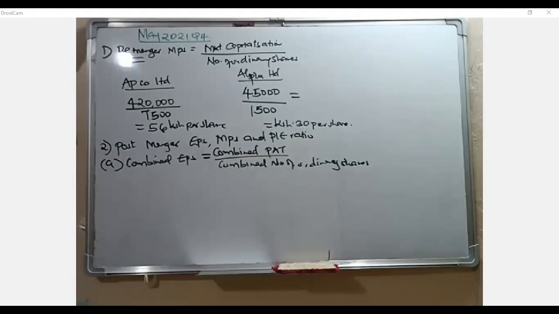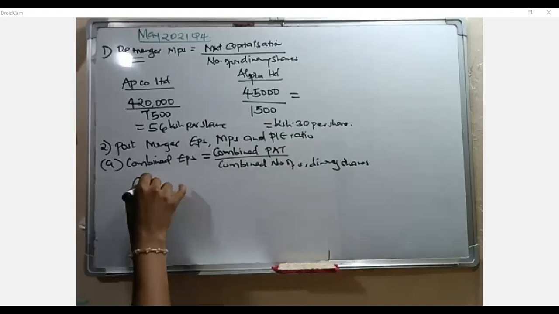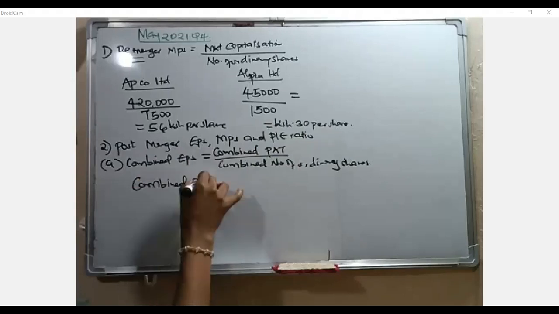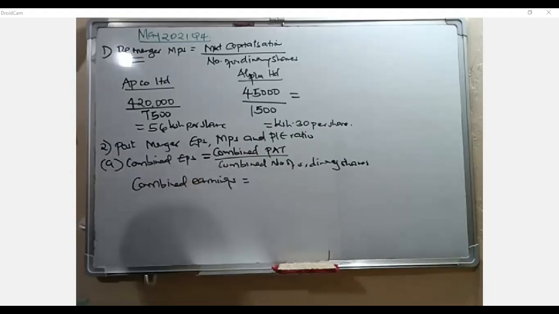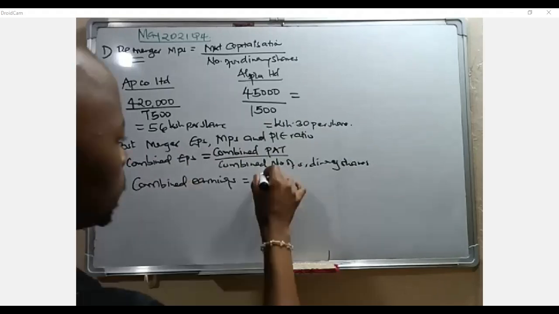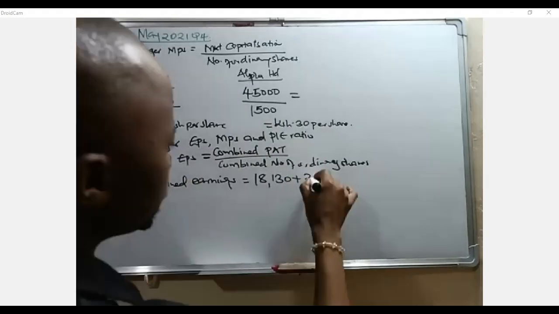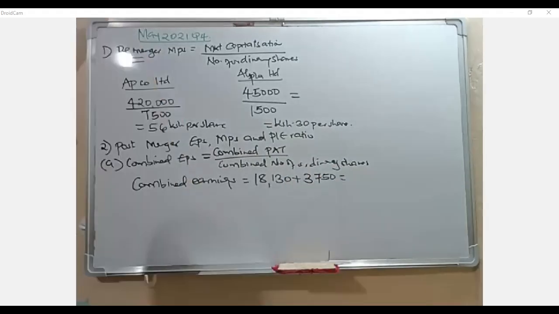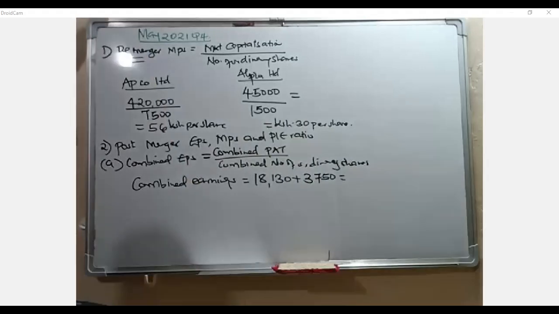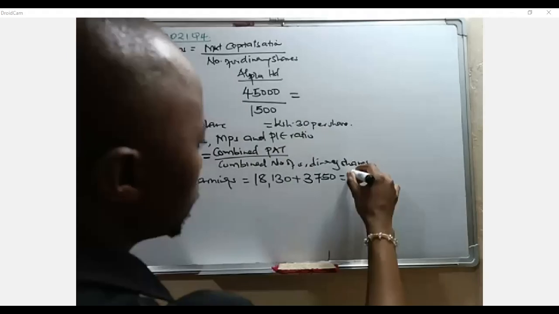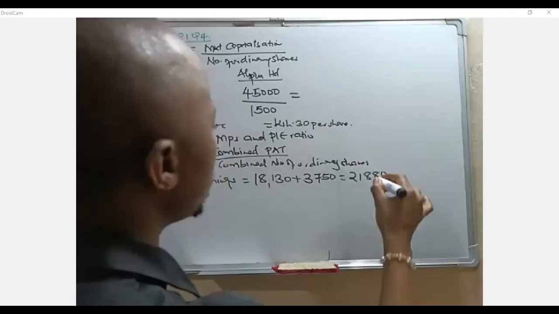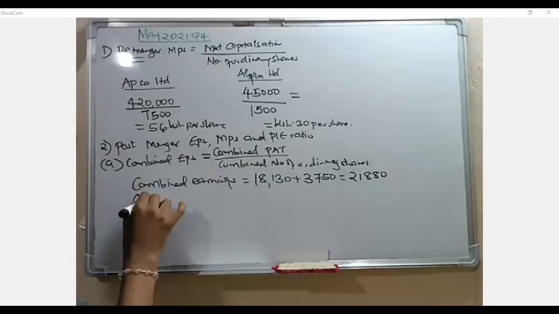Now, let us start by looking at the combined earnings as per the question for both companies. So for APCO, the profit after tax given is 18,130 plus, when I look at Alpha Limited, the examiner has given us 750. So how much is it? I just say 18,130 plus that 750. I'm getting 21,880. I just want to look at the combined number of ordinary shares.